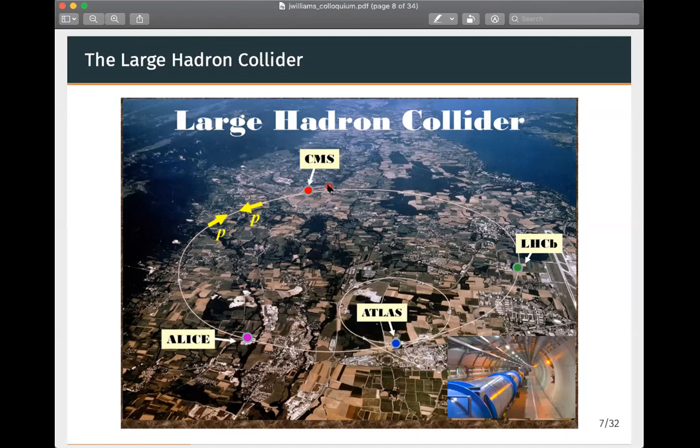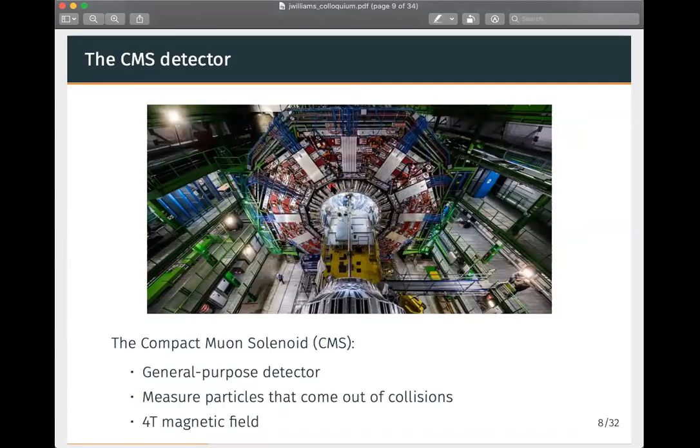Now, one of the points where protons collide around this ring is inside of the CMS detector. CMS stands for compact muon solenoid, and this is the detector that I'm using and our group is using to do physics research. So this is a general purpose detector that's made for measuring all of the particles that come flying out of these collisions.